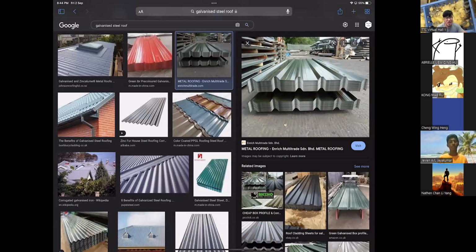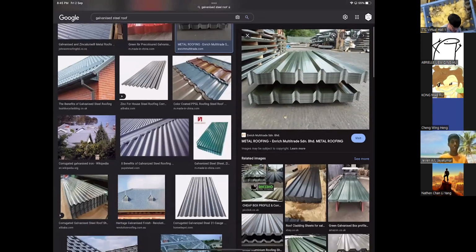But here's the thing, iron will rust, right? So they coat a layer of zinc on it. The zinc is the protective layer, so your iron won't rust. You see? Oh wow, Shane, you know that? Okay, so this is your galvanized steel.